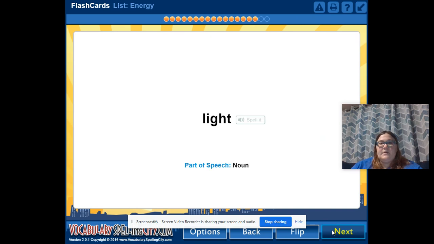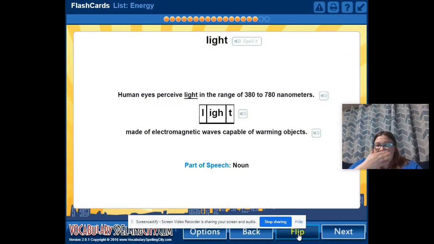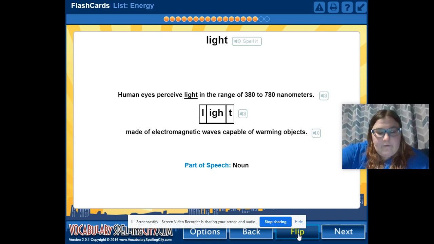Light. Light is made of electromagnetic waves capable of warming objects. Just think about a light bulb. You don't shut off a light and immediately try to take out a light bulb to change it. If you do, you're going to burn your hand, and it does not feel nice. It's what's coming from the sun, and we feel that as heat as well.